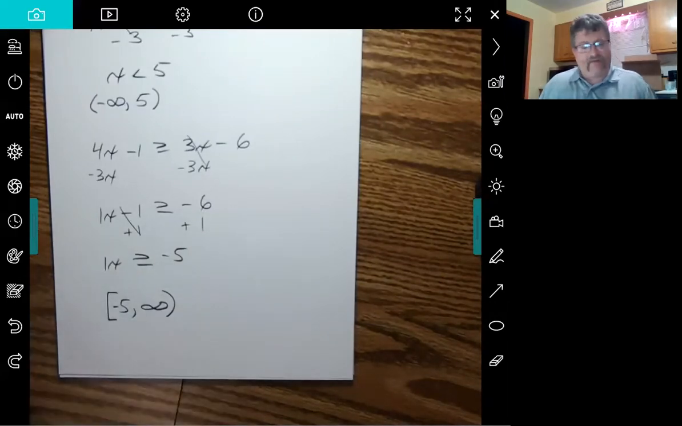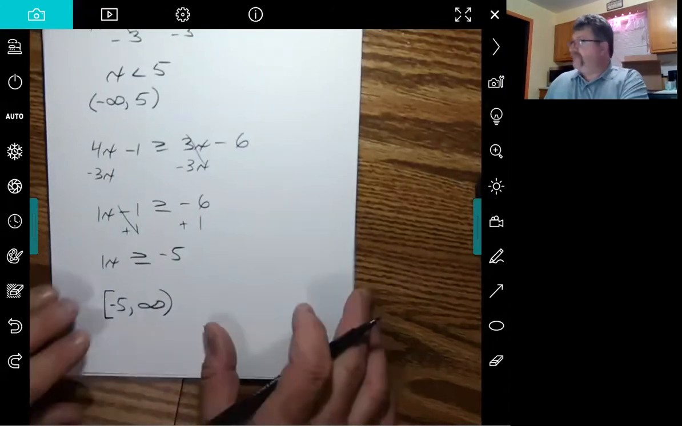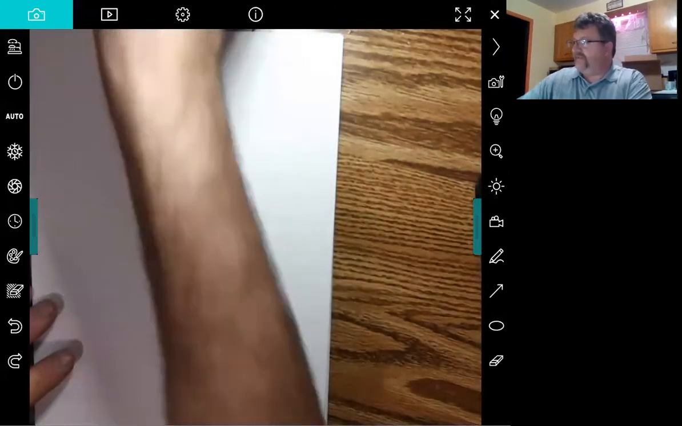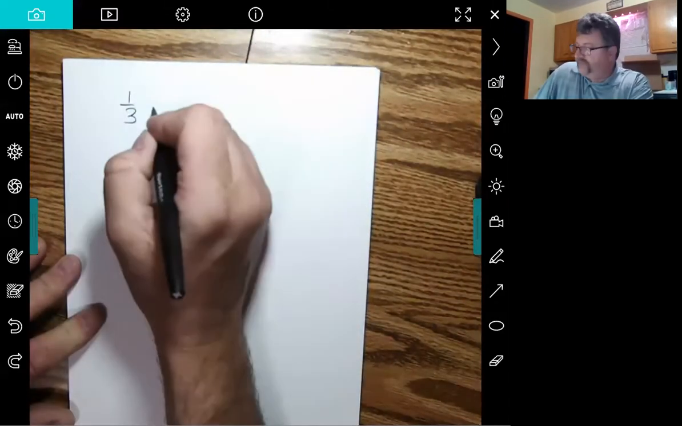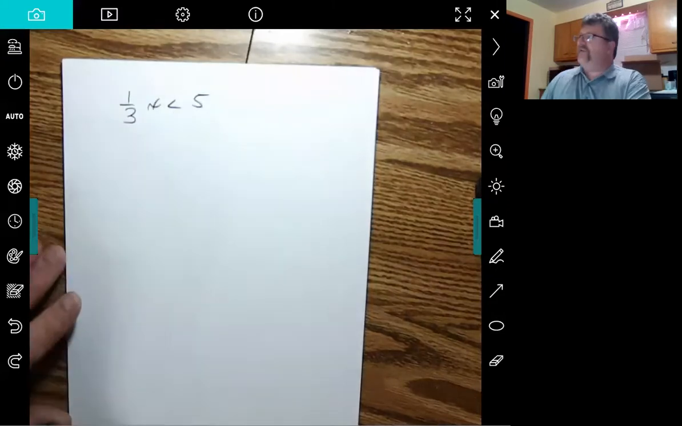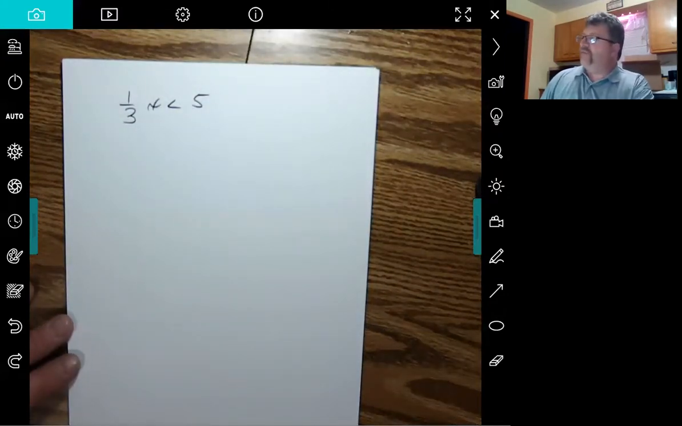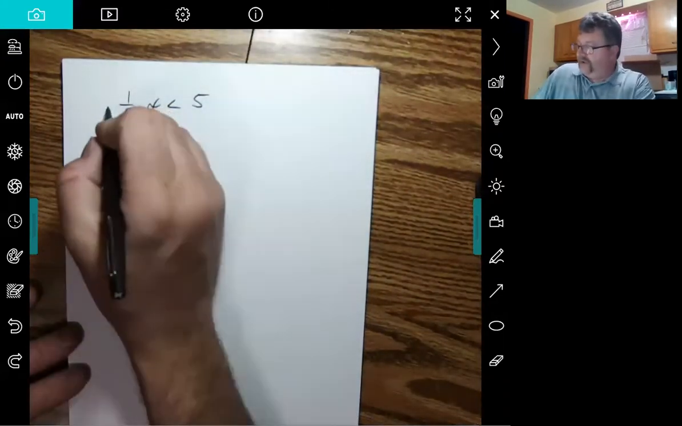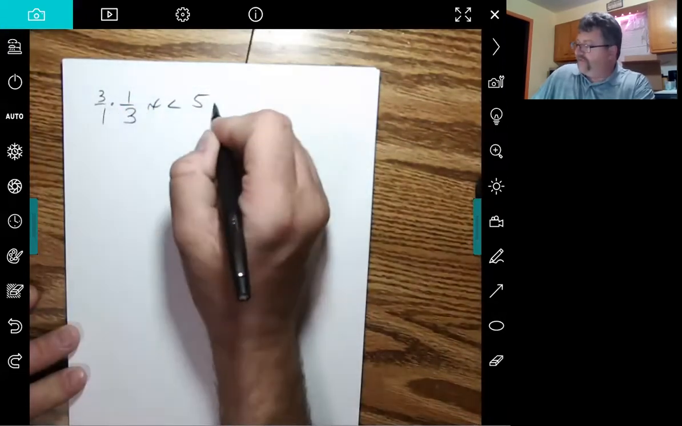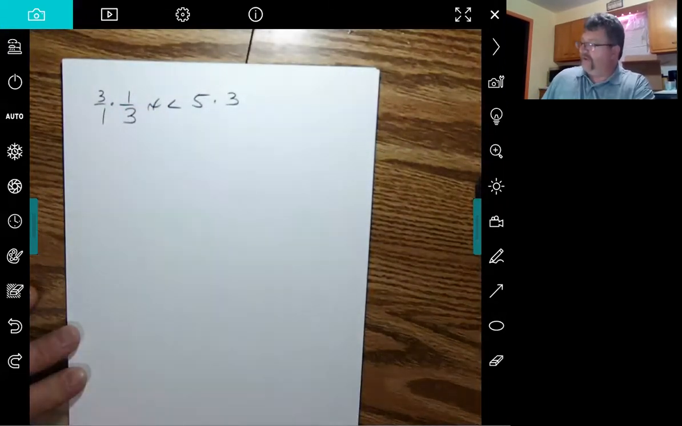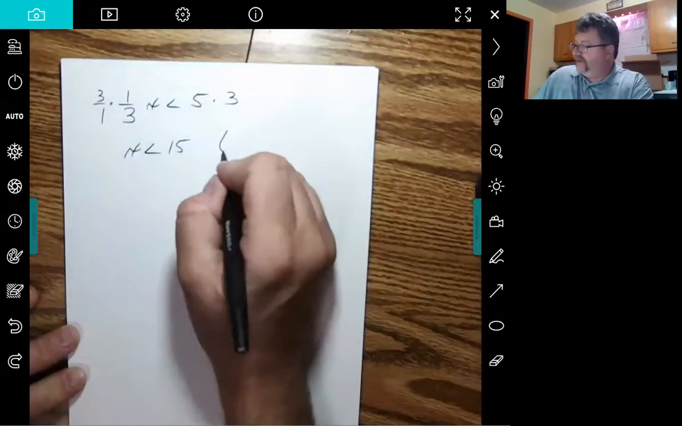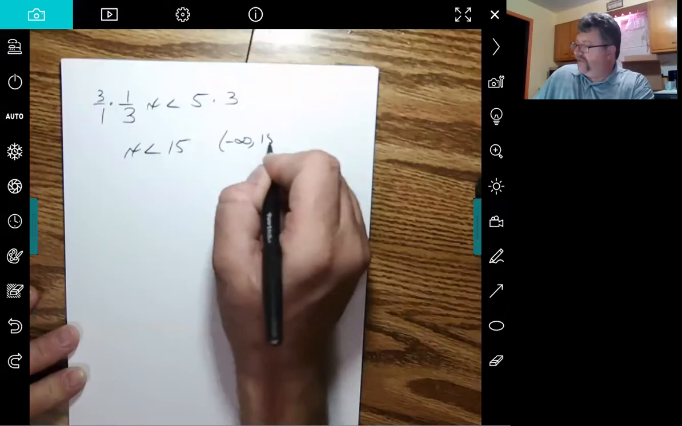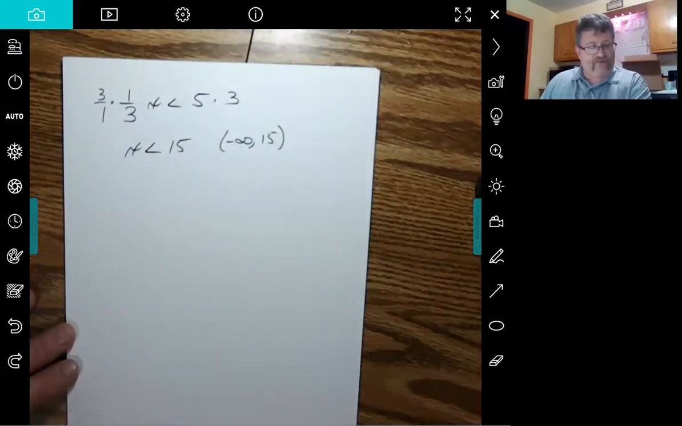Okay, so we just have a range of solutions when we're talking about inequalities. Otherwise, it's the same techniques to solve an inequality as it is to solve an equation. There's one little extra thing we might have to worry about, otherwise no problem. Fractional coefficient, no big deal. We multiply by the reciprocal, right? Which just means multiply by 3. X is less than 15. Negative infinity all the way up to 15, not including 15.